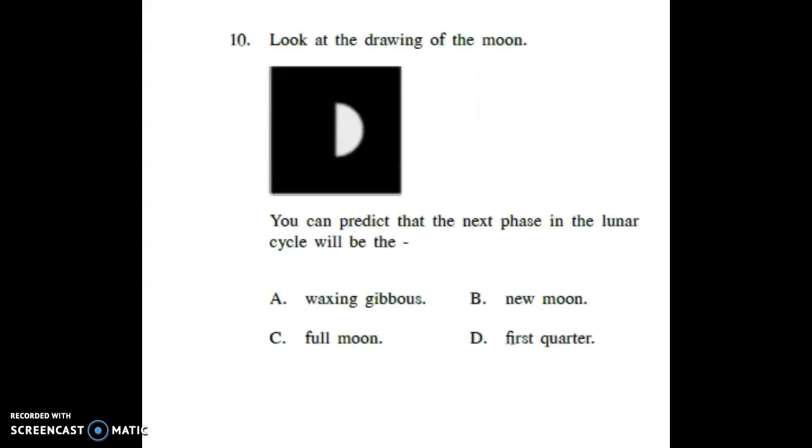Question 10. Look at the drawing of the moon. You can predict that the next phase in the lunar cycle will be A, waxing gibbous, B, new moon, C, full moon, or D, first quarter?